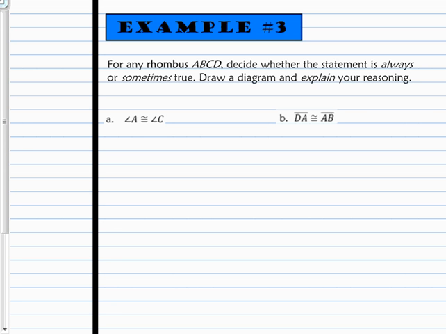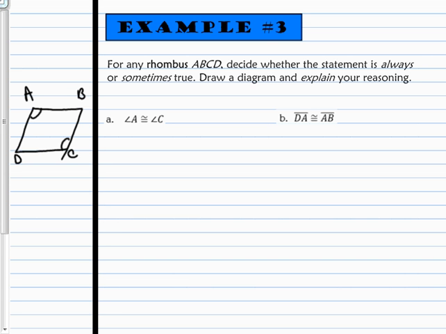Good, example 2. For any rhombus ABCD, decide whether the statement is always true or sometimes true. Draw a diagram and explain your reasoning. Again, I'm going to draw my shape. Just draw it the best you can. No one's grading you on how perfect it's drawn. Name it A, B, C, and D. Okay?